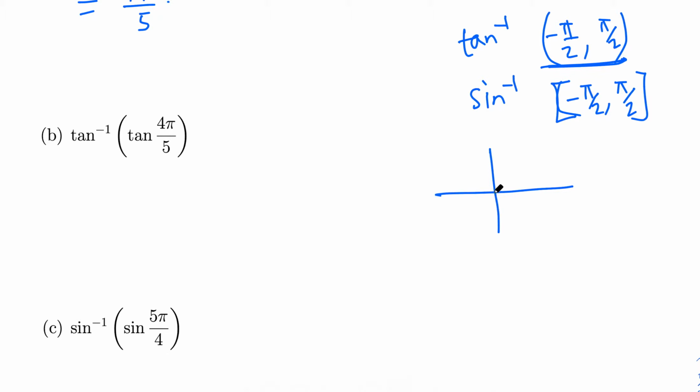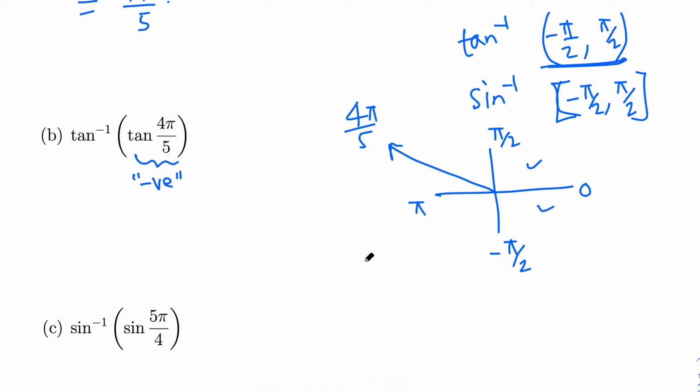4 pi over 5 is, this is pi, this is 0, pi over 2, and opposite we can write negative pi over 2. For tangent inverse of something, our answer should be here or here. Negative values here and positive here. 4 pi over 5 is in fact here. Almost pi, but not exactly, okay? And tangent of this one, this is second quadrant, so we get negative value.